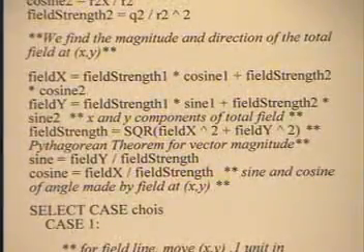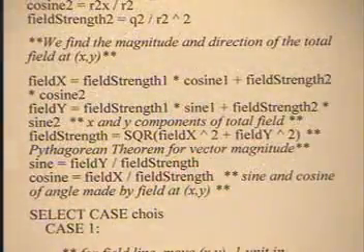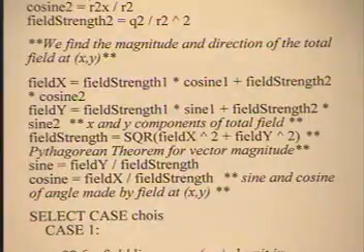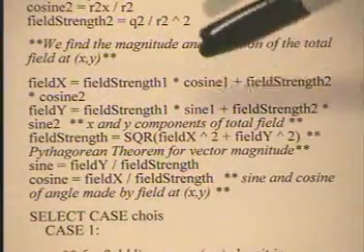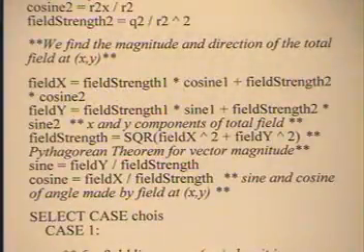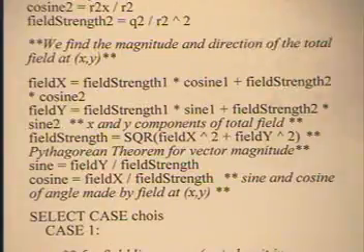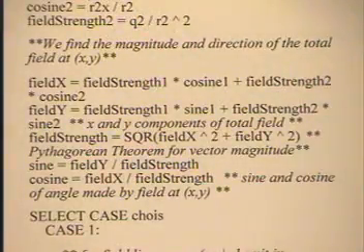Then we come down here and say, okay, the x component of the field at the point xy is field strength 1 times the cosine of angle 1 and field strength 2 times the cosine of angle 2, because angle 1 and angle 2 are the angles to the two charges for which the field strengths were calculated, so that the cosines of those angles give us the x components of the field strengths.